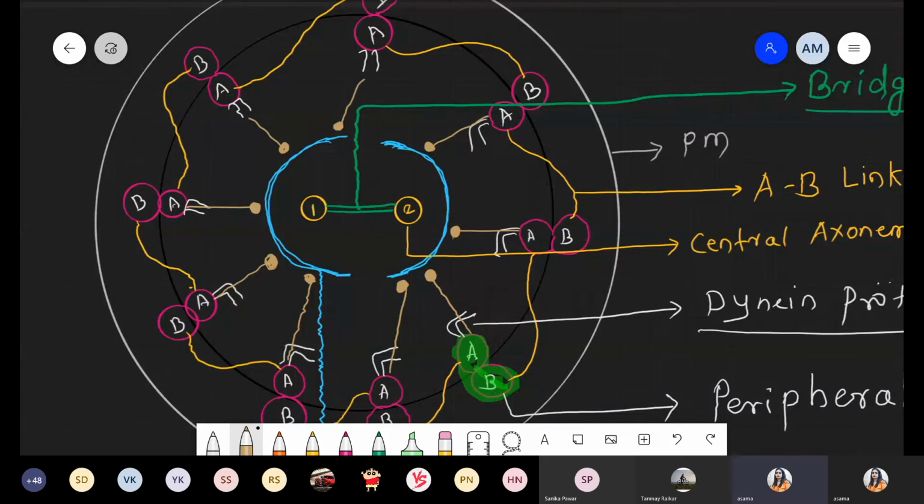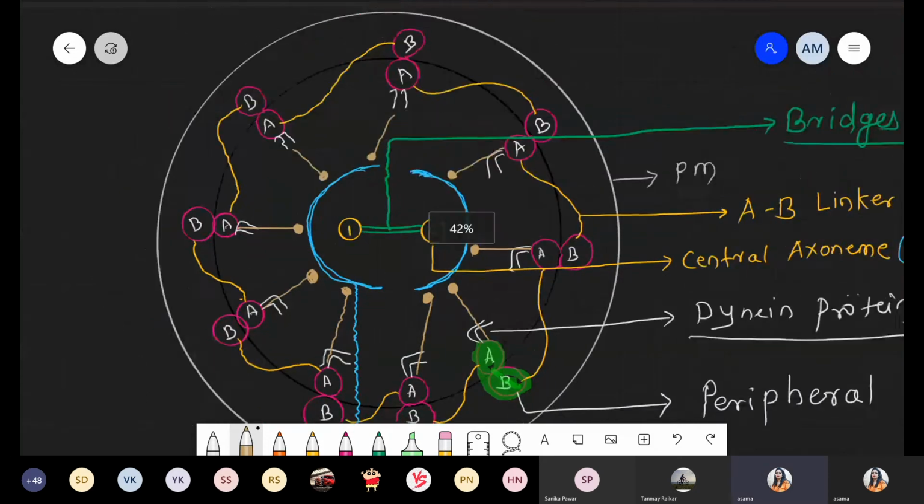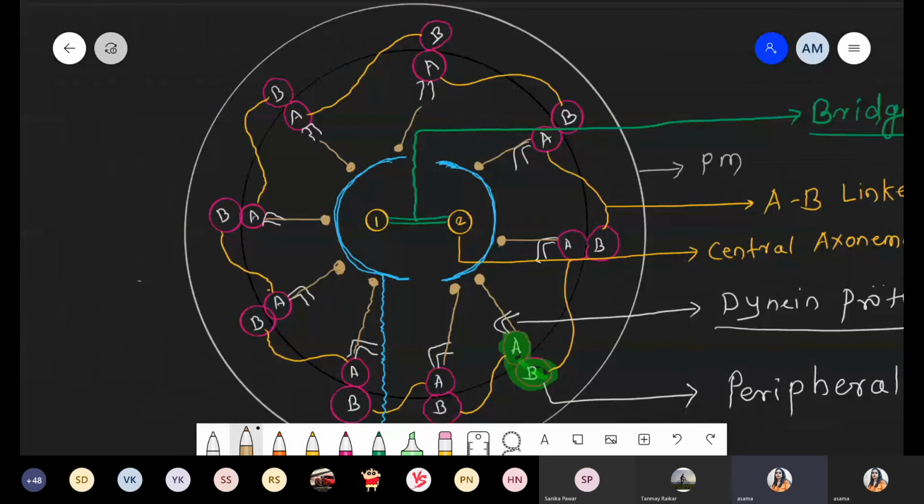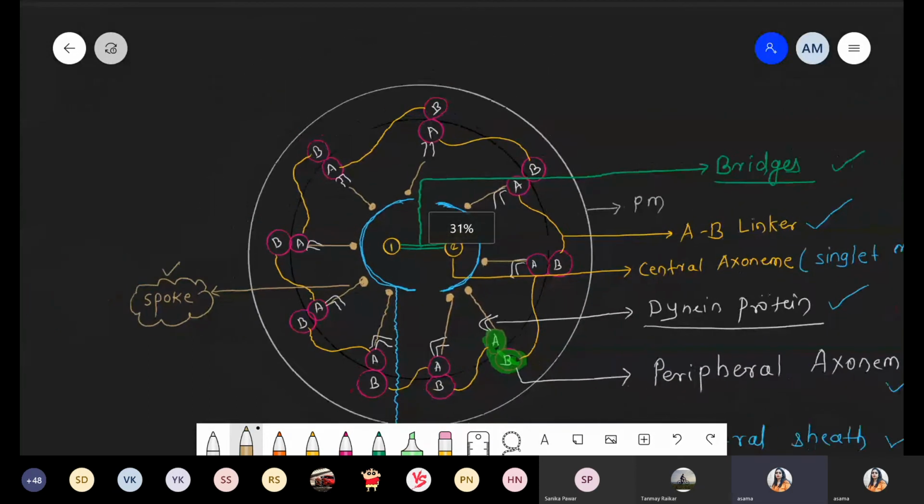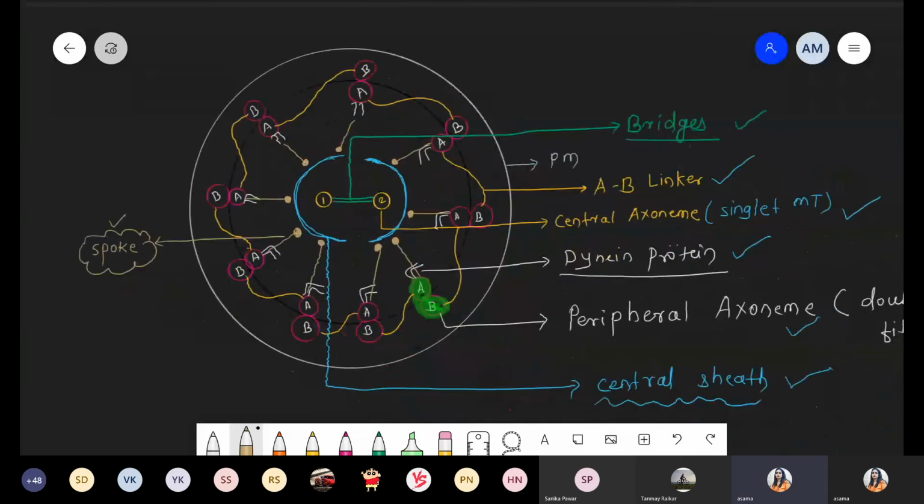One, two, three, four, 5, 6, 7, 8, 9. So I simply give the name. यहाँ पे दे रहे because बहुत crowd हो गया वहाँ पे. It is a cream color structure, nothing but these are called the spokes. Those are attached with the A microtubule and the central sheath. So just check the diagram.